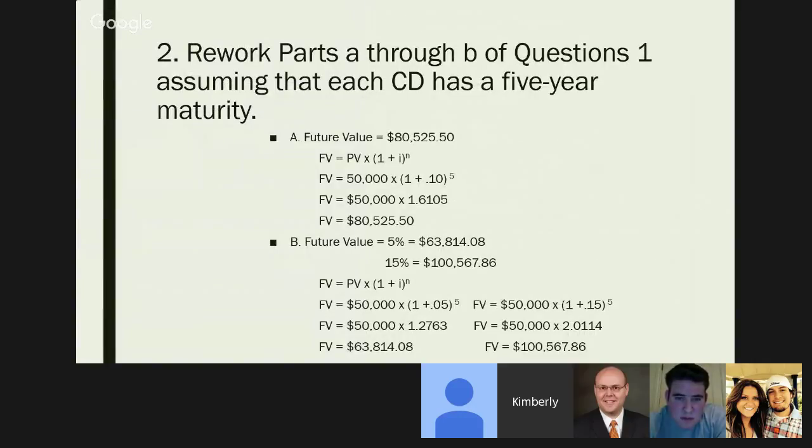Question 2 asks us to, oh, go ahead. I think it was just echoing.